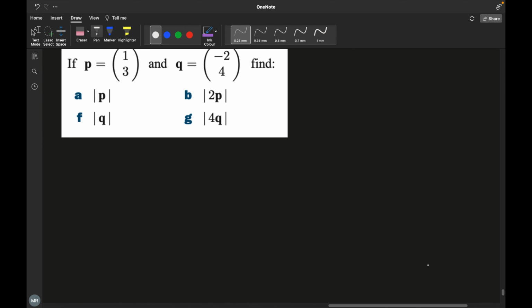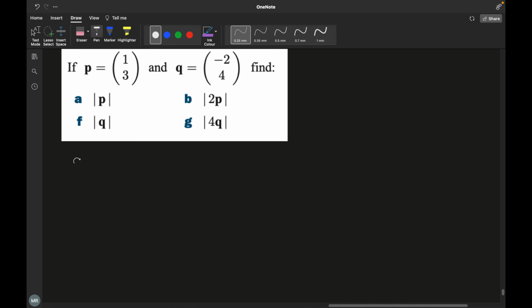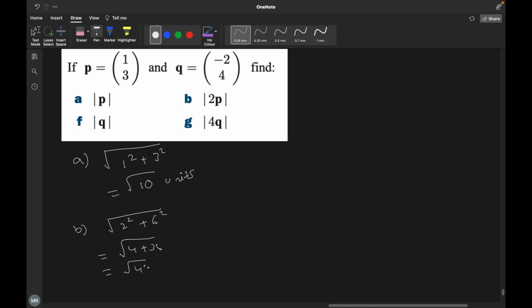Here we have to find the magnitude of P in the first question. It's going to be square root of 1 squared plus 3 squared. We have square root of 10 units. And now let's do B. B is 2 into P, so square root of 2 squared plus 6 squared. Square root of 4 plus 36, square root of 40 units. You can simplify this further, but we can leave it like this.